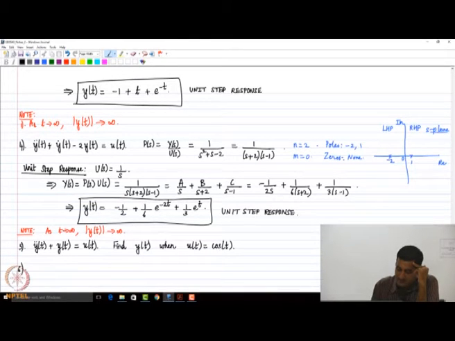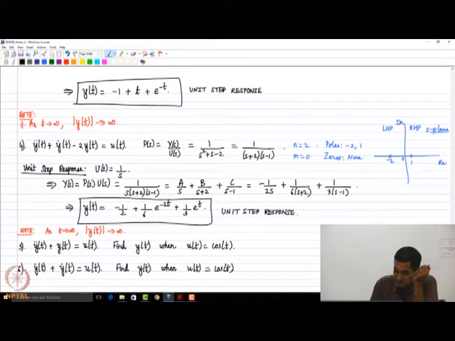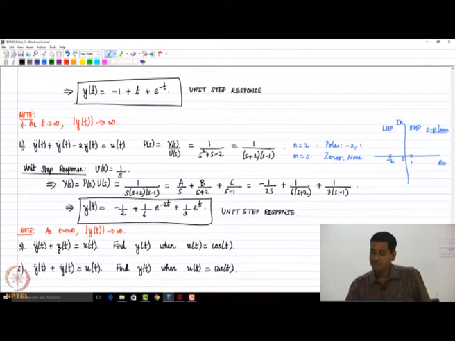Similarly, as the 6th problem, I am going to give you this. Take the 3rd problem, y double dot t plus y dot t equals u of t. Find y of t once again when u of t is cos t. Please do these problems, and you come and tell me what you observed, and then we would continue our discussions from here in the next class.